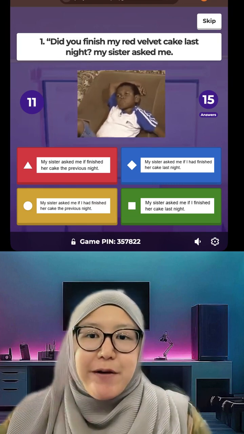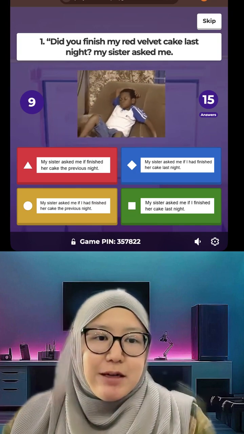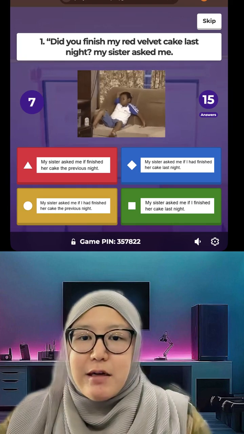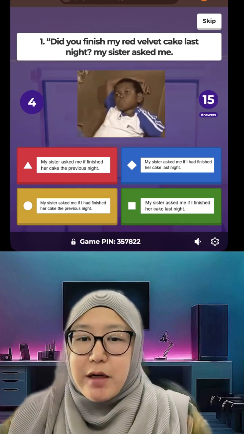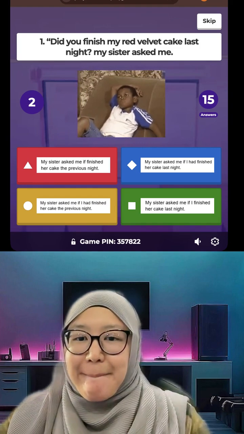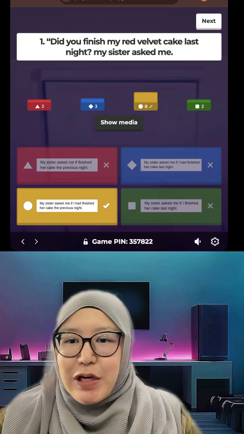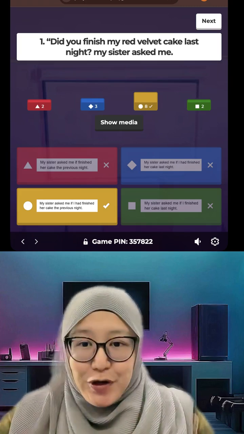Did you finish my red velvet cake last night? So there are 4 answers here, and it can be quite confusing. Okay, now let's take a look. The correct answer is blue, okay?